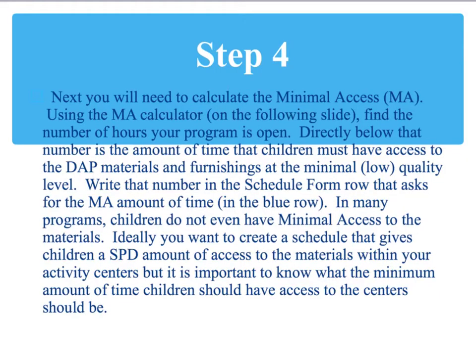So the next thing you're going to calculate is the minimal access. And basically all minimal access means is that in order for a center to get any kind of credit for giving children free choice in the different activity centers, there's a minimum amount of time that they must meet. Ideally, we're going for substantial portion of the day, but it is important to know what's the minimum amount of time if I'm going to get any credit for allowing children access in these centers. And so the next slide is going to show us how to calculate the minimal access.